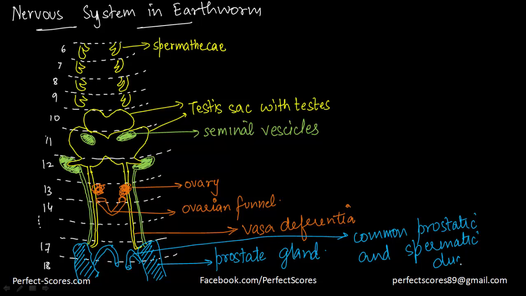And there are glands that are present over here, that is in segment 17 itself, over here and here. These are known as accessory glands. So let me label it over here in this side.